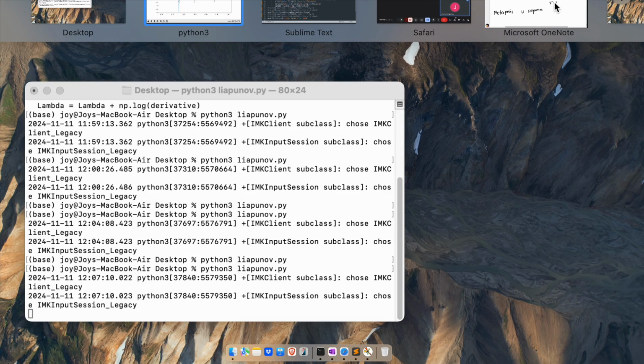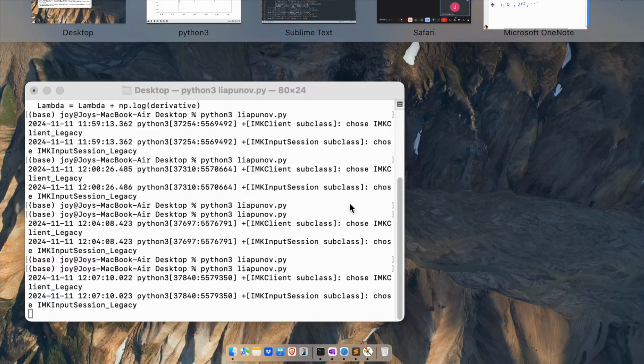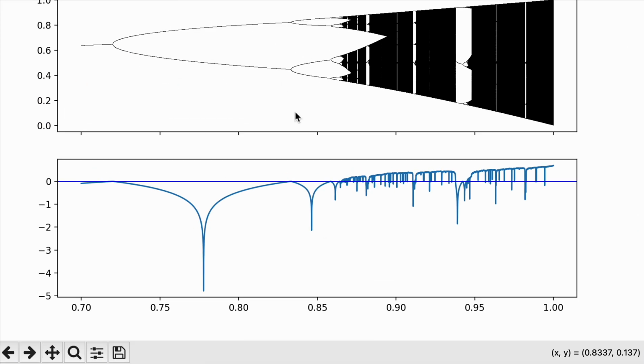So the first Metropolis U sequence is first 1, then 2, then 2 times 2, then 8, and thereafter a large window of periodic curve will appear, whose period will be 6. What is the large period? It is this one. If you see my cursor, you can count how much period there is: 1 2 3 4 5 6.